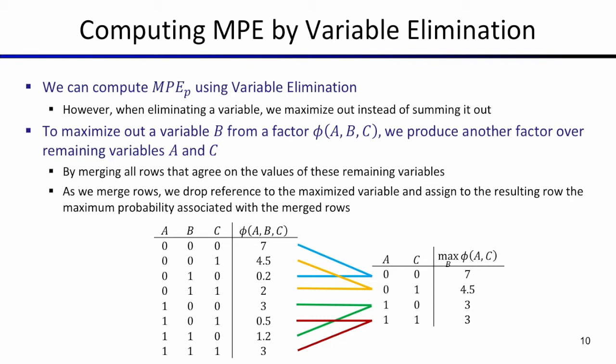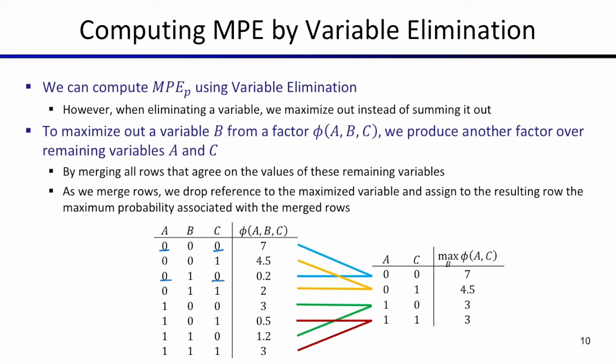I've included this slide just to make it very clear. What we have to do is look at entries that match the assignment, and select the entry that has the maximum probability. So let's suppose that we are interested in eliminating variable B here. You're going to find one assignment that has A0 and C0, and this assignment is here.